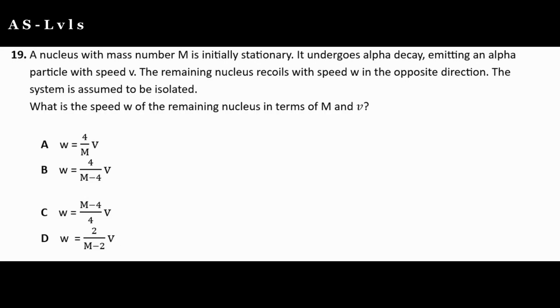Question 19. A nucleus with mass number m is initially stationary. It undergoes alpha decay, emitting an alpha particle with speed v. The remaining nucleus recoils with speed w in the opposite direction. The system is assumed to be isolated. What is the speed w of the remaining nucleus in terms of m and v?